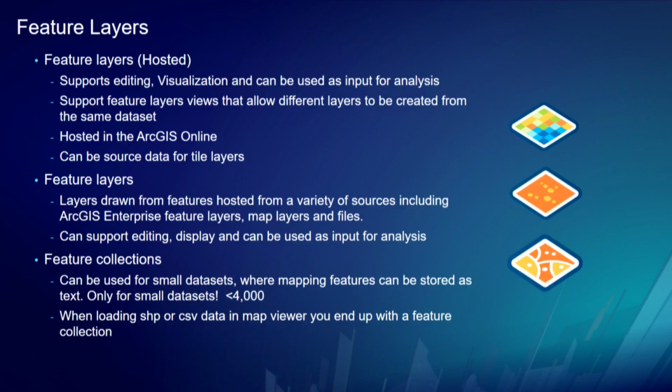And then we have feature collections. You can think of these as by value feature layers. When we say by value, we mean that it comes directly to the map as a set of JSON and is rendered right there. It only lives in the map or it lives in an item in online. It's really only appropriate for small data sets, somewhere around 4,000 features or less.